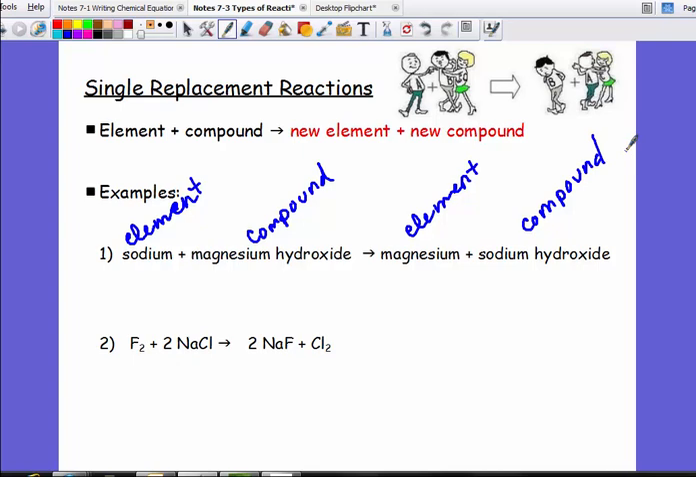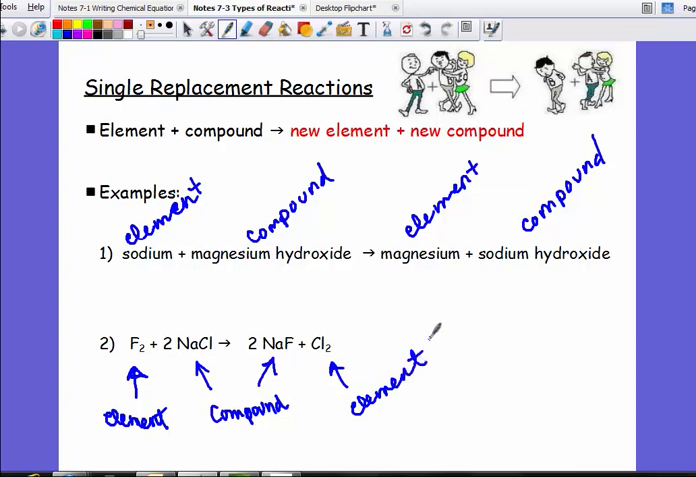Likewise, I can look at example number 2. Fluorine is only one type of atom, so that is an element. Sodium chloride is a compound. I make it a new compound, in this case sodium fluoride, and a new element, which is chlorine.